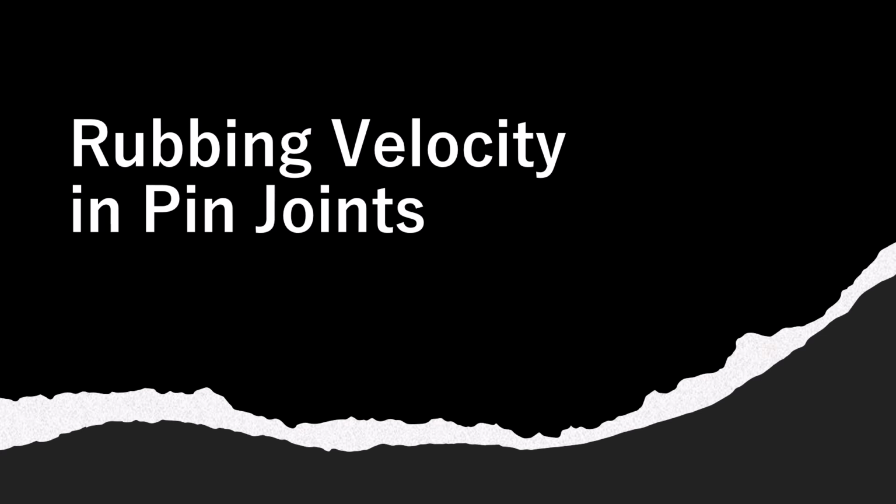Welcome to this presentation on rubbing velocity in pin joints. Today we'll explore how relative motion between connected mechanical links affects wear and performance in rotating systems. Whether you're studying mechanical design or working with machinery, understanding rubbing velocity is crucial for optimizing joint durability.